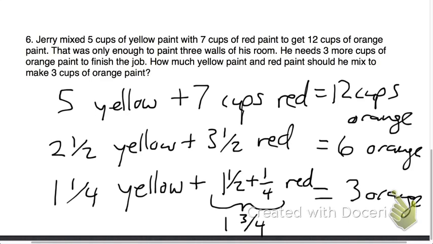So it looks like 1 1/4 cups of yellow, 1 3/4 cups of red. And one way to check it is if you just add 1 1/4 plus 1 3/4, that equals 3.